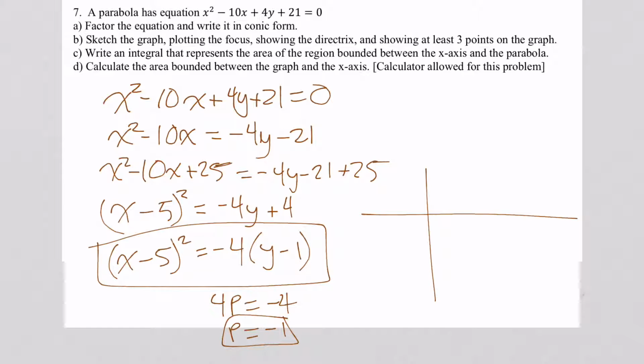So let's sketch a graph of this. I know my center is at an x value of 5. 1, 2, 3, 4, 5. I know the y value of my vertex is at positive 1. So positive 1 right there. So there's my vertex. My p-value is negative 1, which tells me go down 1 to get to your focus. So go down 1. And I know it's down versus left because x is the squared term.